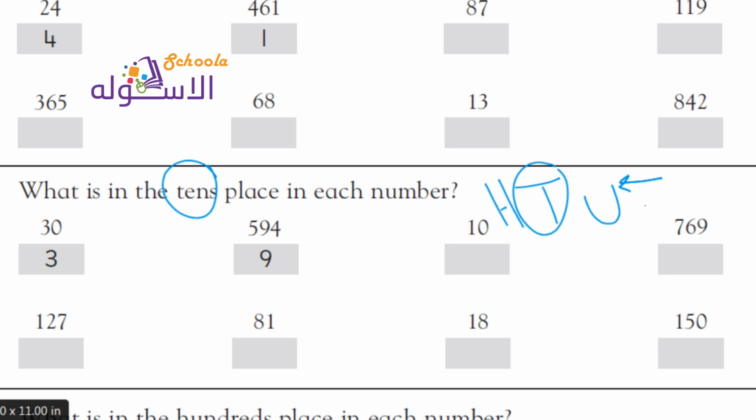Okay, so in 30, it will be 3. 594, it will be 9. 10, it will be 1. 769, 6. 150, 5. 18, 1. 81, 8. 127, 2. So take care. Units is the first place from the right. Tenths is the second place from the right. Okay, let's see another example.